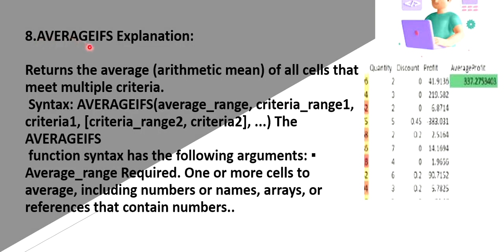The last function is AVERAGEIF. AVERAGEIF returns the arithmetic mean, the average of all the columns or cells based on the criteria that you have given. It may be an array, names or any reference, and based on that reference it will give the average. Here I have taken the average profit of this entire cell, and it has given the output as this average.